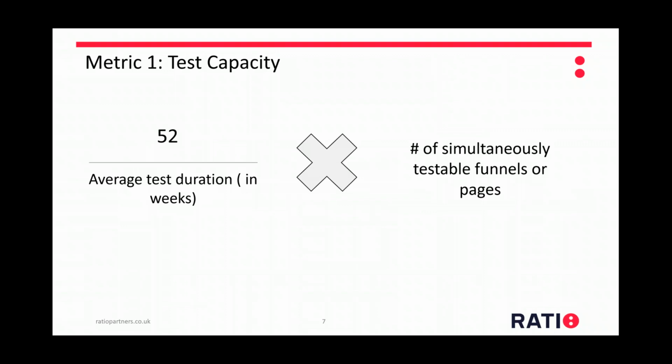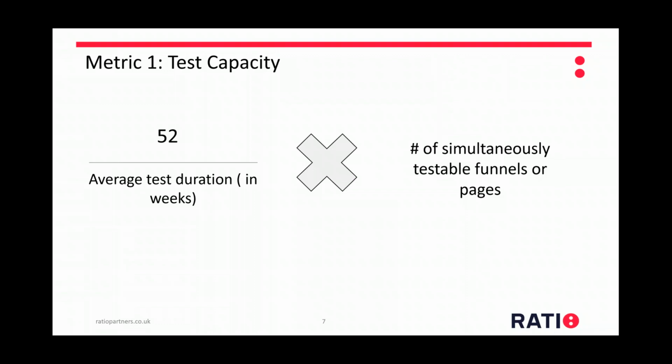So essentially, there's a calculation here, which is to look at the average test duration in number of weeks and divide that into 52, being a year's worth of weeks. That will tell you how many tests you could run across your entire website if you had just one journey to test. But then obviously you have multiple journeys that you can test. You might have a product page as well as a home page, checkout, etc.